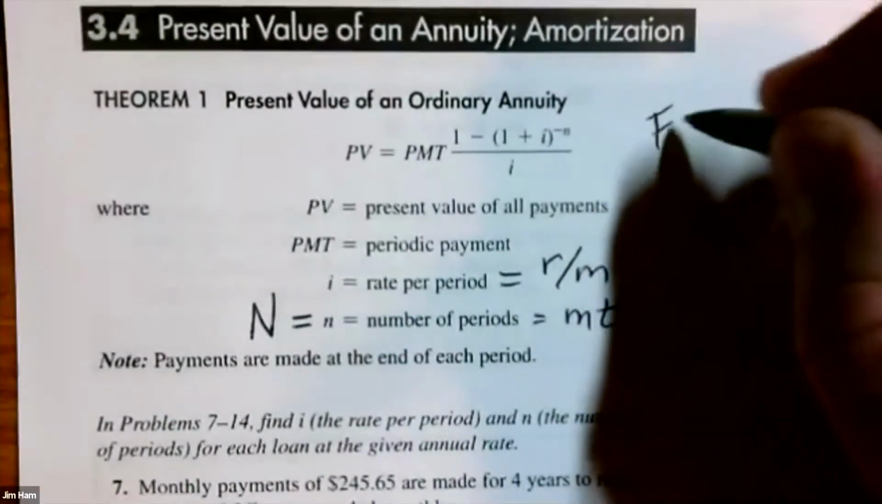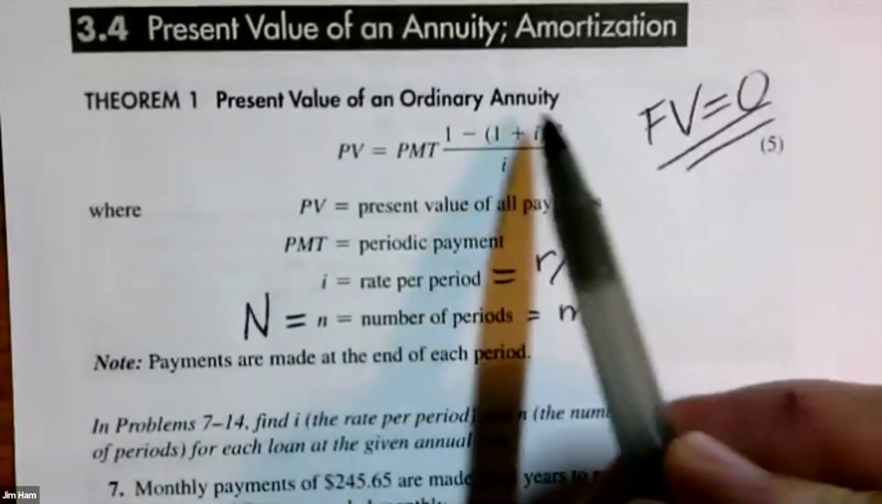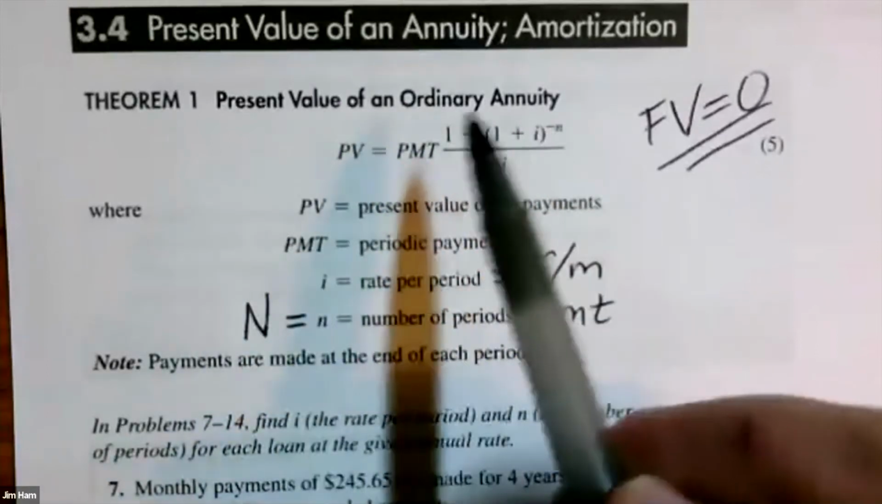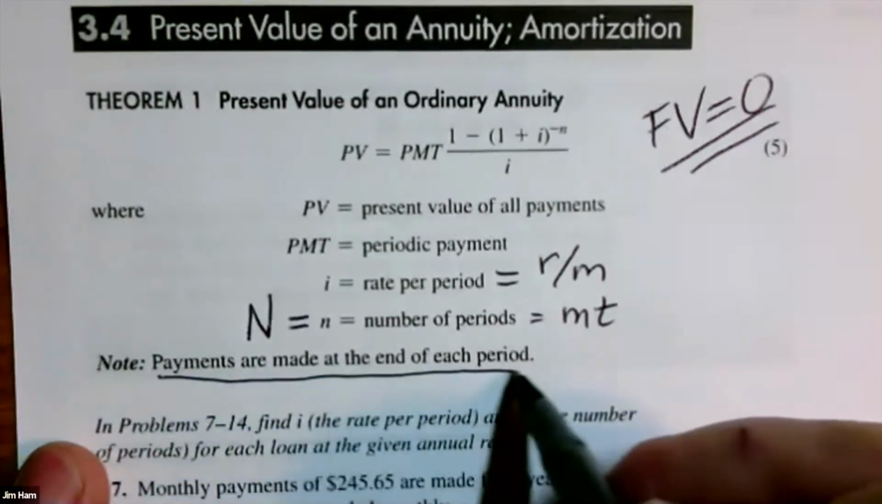In this section, the future value will be 0. So in the TVM solver, notice there's no future value term in this equation. The presumption is that you take out this loan, and then once you make all the payments, at the end you won't owe anything, nor will you have accumulated any chunk of money at the end. Basically at the end, when the loan is paid off, the future value is 0. And payments are made at the end of the period.